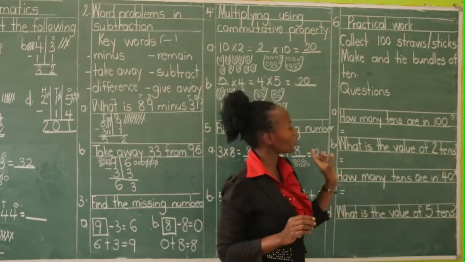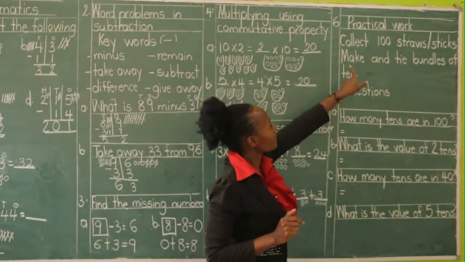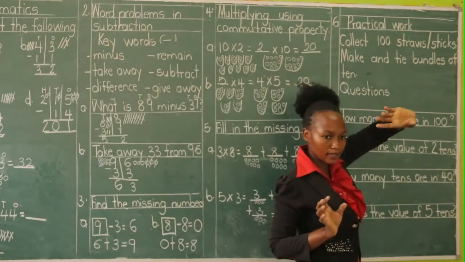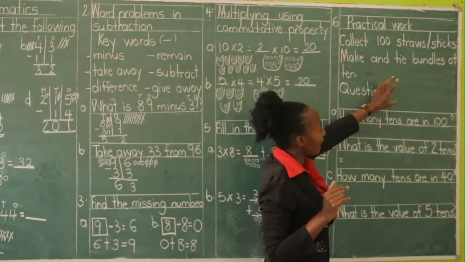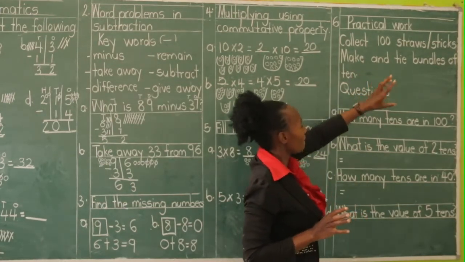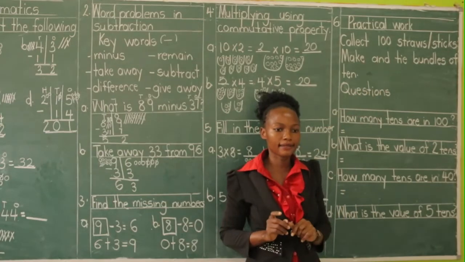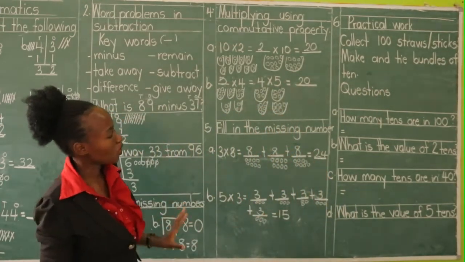Now for me, I'm going to count my 100 straws. After we count 100 straws or sticks, even you are going to count yours there, we are going to tie, we are going to make bundles. We are going to make bundles of 10s. Now let me first get my straws.